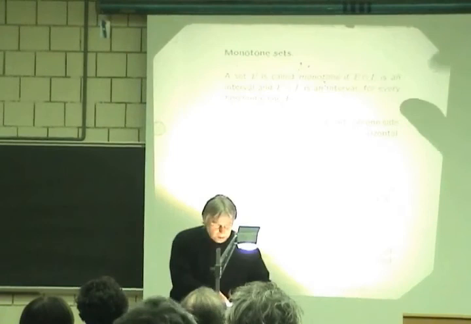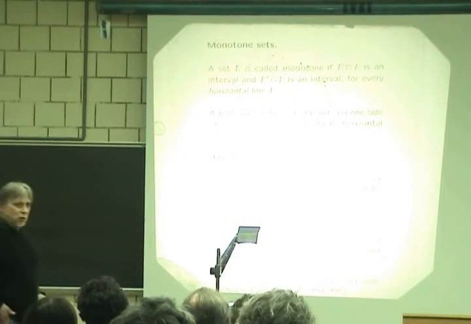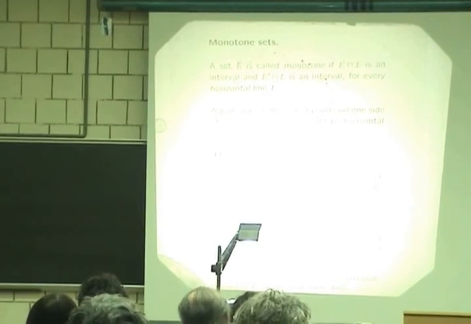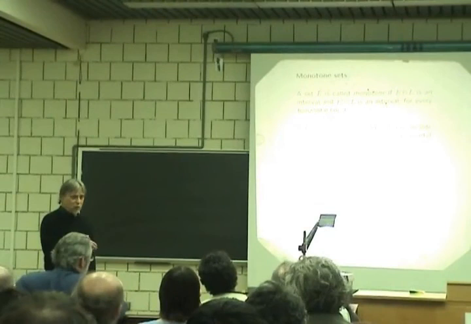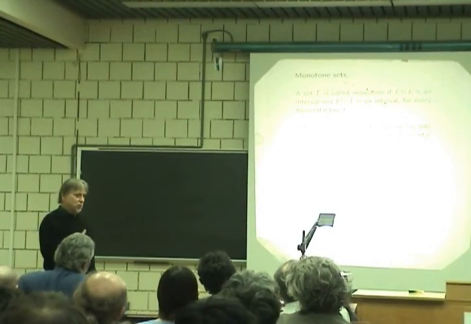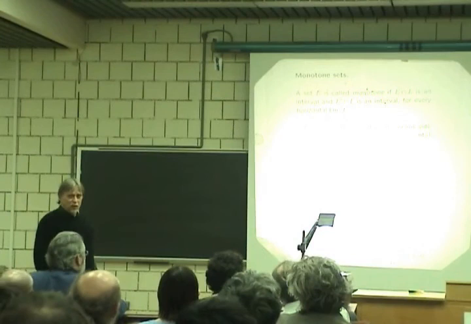Okay, now we get to the concept of monotonicity. Recall, we want to say a set is monotone if it and its complement look convex, but we only look at horizontal lines. If we define the corresponding concept in R^n with respect to all lines, it would be clear that a monotone set is a half space. Look at what the definition says: it and its complement are convex. Here, it's the same condition, only with a smaller subset of lines.